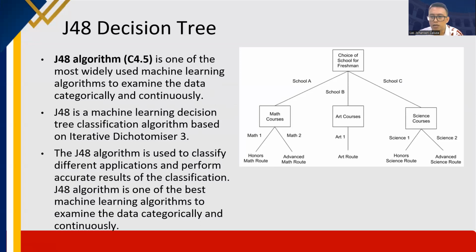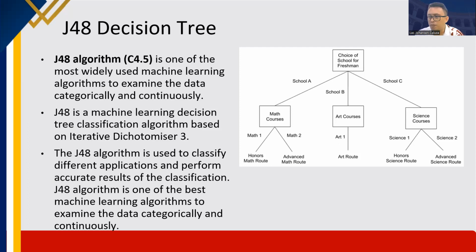to examine data categorically and continuously. What is different about this algorithm from the one that we have talked about previously is that the target variable or the dependent variable is a categorical variable, that is in text, in words, okay, not in numbers. Okay, and as I was saying, this J48 algorithm is derived from the C4.5 algorithm. Okay, they are the same in nature.